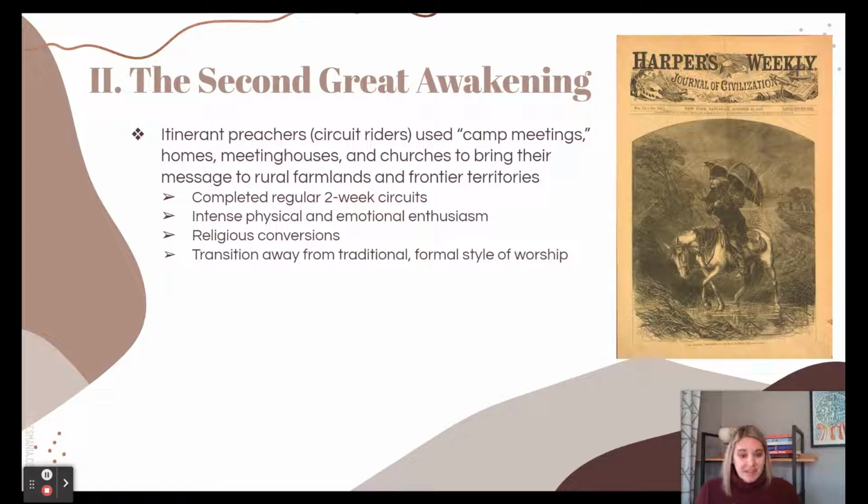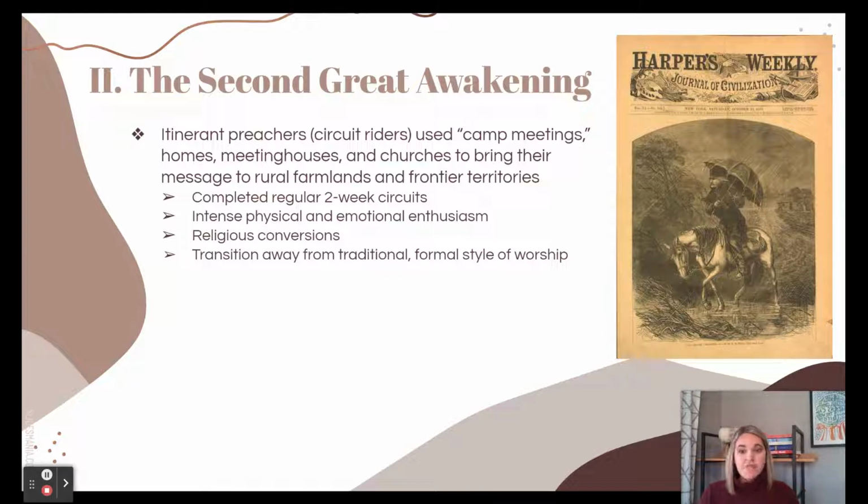Especially the Methodists had a prescribed 2-week circuit that a minister might follow. So they are going to go around this circuit every 2 weeks and bring their message to the people rather than having a home church and people come to them. That just wasn't going to be as effective in these isolated areas on the frontier.